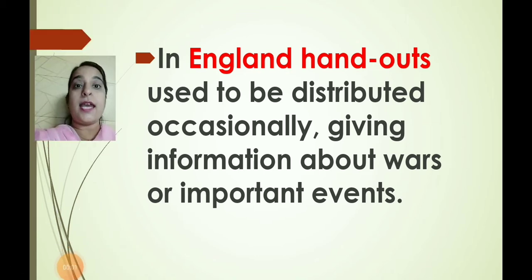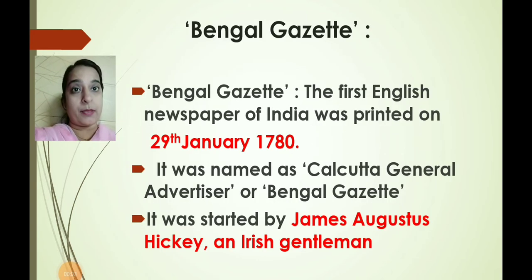Now, children, let us learn about newspapers. The first one, Bengal Gazette. It was the first English newspaper of India, and it was printed on 29th January 1780. It was named Calcutta General Advertiser or Bengal Gazette. Children, you have to remember this.